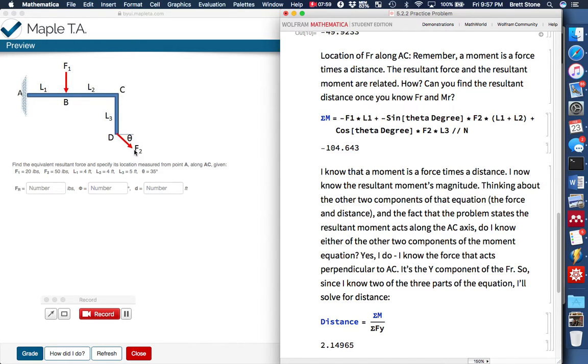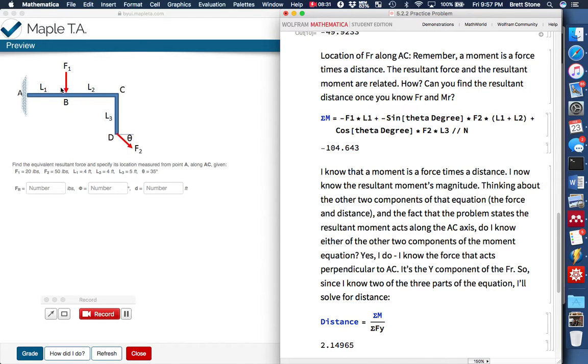And F2 is a little bit more complicated, because it's at an angle. It's not perfectly in the x or the y direction. But let's take the y component of F2 first, and it's going down as well. It's just further away from A. So if a moment is a force times a distance, that y component of F2 times L1 plus L2 is going to give me the moment about point A from that y component of F2. What about the x component of F2? Because, sorry, I should back up.